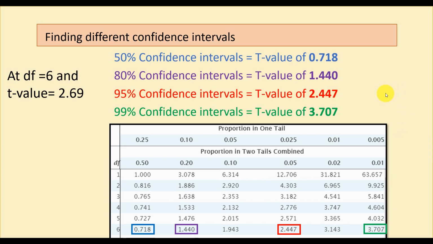I just wanted to highlight and color code where you would be looking for different types of confidence intervals within the table, because each of these values provides a different critical region depending on the confidence interval you choose to use. But we're going to go with the 2.447, as that's what was being asked within the question. One thing I'd actually like to mention really quickly is that the 99% confidence interval has a t-value of 3.7. If we look at our t-value from our question, which is 2.69, we can see it's no longer significant, and that's because it's just past the critical region at the 95% confidence mark.